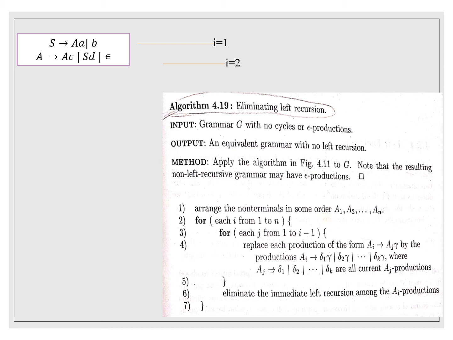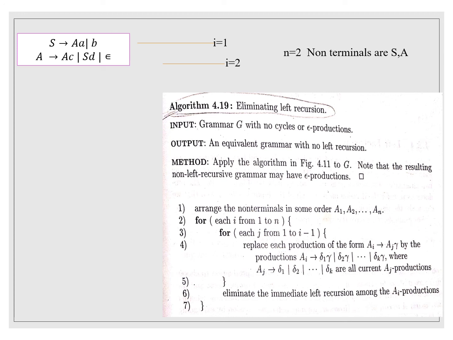Step 1 says arrange the non-terminals in some order, that is A1, A2, etc., An. Okay, so what are the non-terminals in our grammar? It is nothing but capital S and capital A. How many non-terminals? Exactly 2 non-terminals. Therefore we can say non-terminals are only 2, that is small n is equal to 2, and they are S, A. Understood?